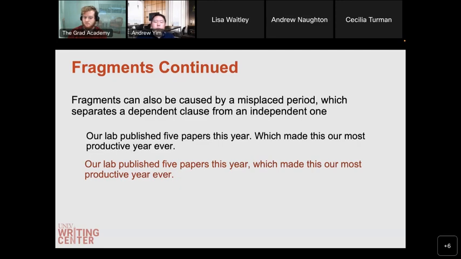And again, for some people, fragments are difficult to catch. For other people, especially when you're reading a very long paper, you might miss some of these fragments. So if you read your paper, or have someone help you look at your paper, and you start to see fragments occur over and over again, this is something you might need to keep in mind for future assignments.